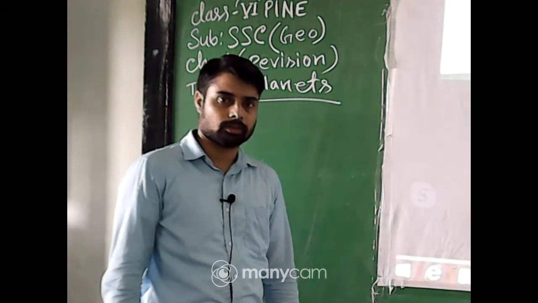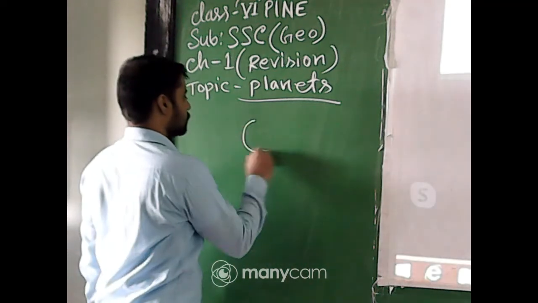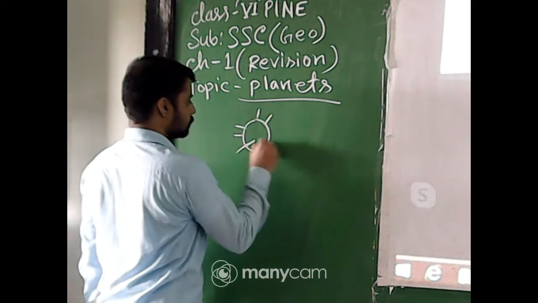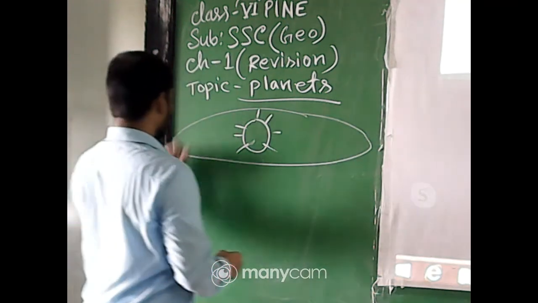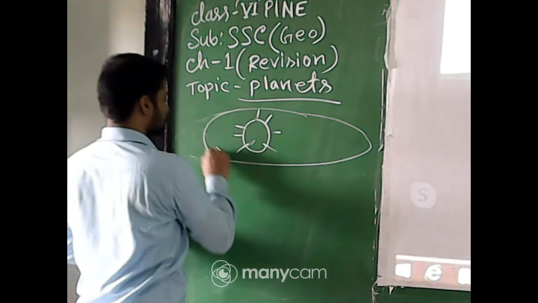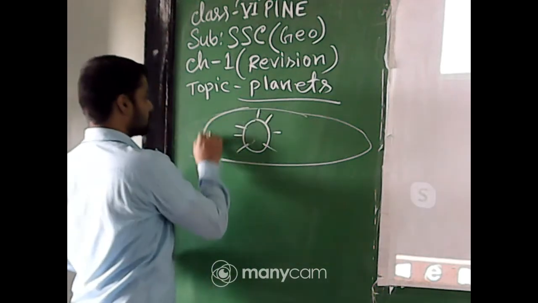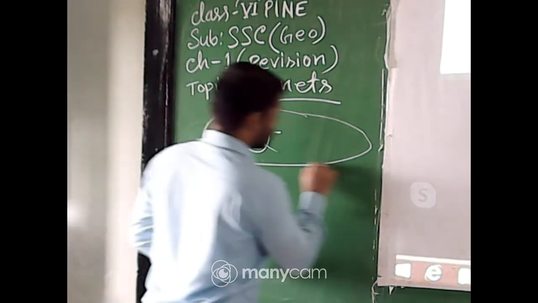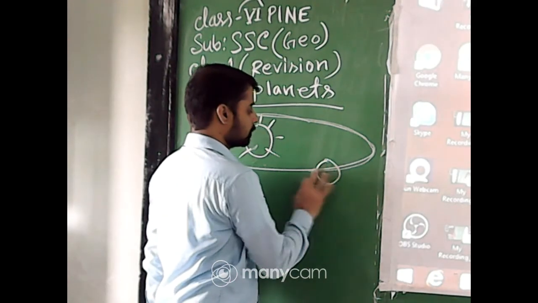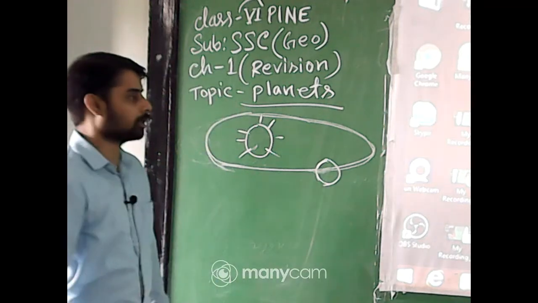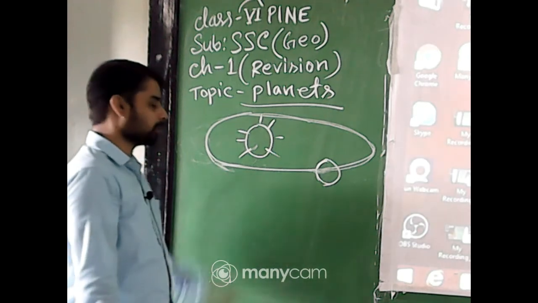move around the sun in an elongated path, okay, such as this is the sun. So, in an elongated path means the path is not round, sometimes it is closer to the sun, sometimes it is very far from the sun. So, in the elongated path all the planets move around the sun. So, that is why it is called an elongated path.